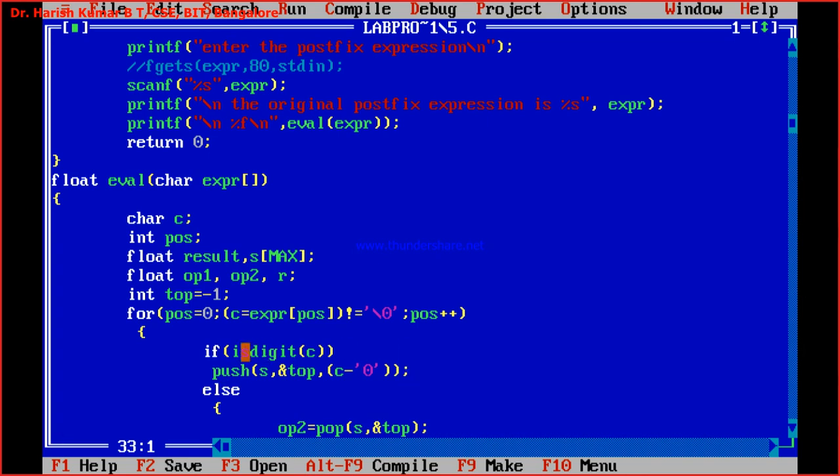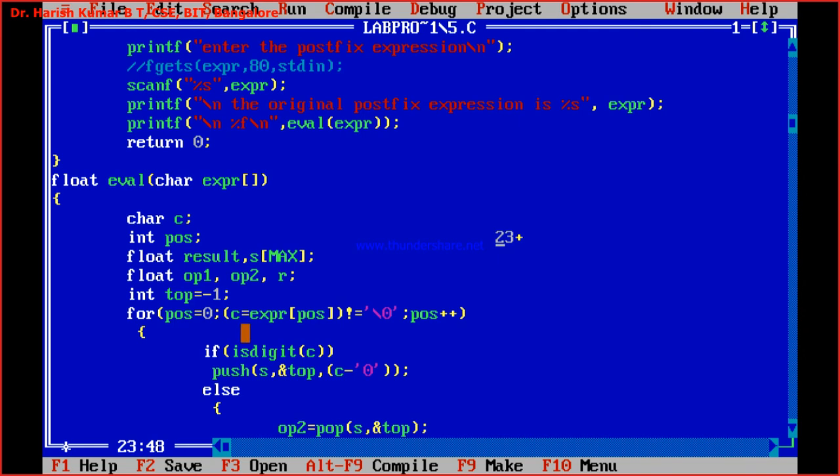Observe here. Say for example, I have entered something like this. Let me write here 2, 3, plus. This is my postfix expression. Can you see this? Okay, I have written 2, 3, plus. Now initially, what is the symbol you will be reading? 2. I read 2. And see, the EXPR of 0 is how much? 2.